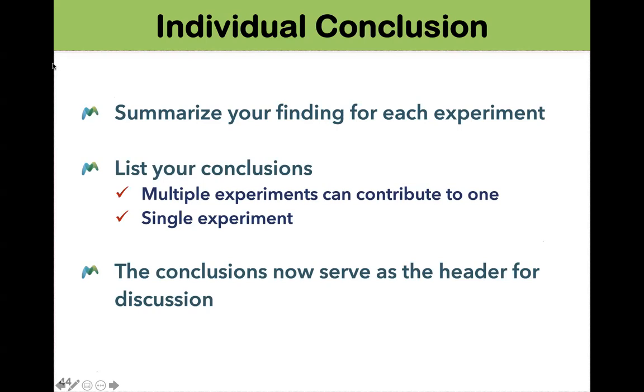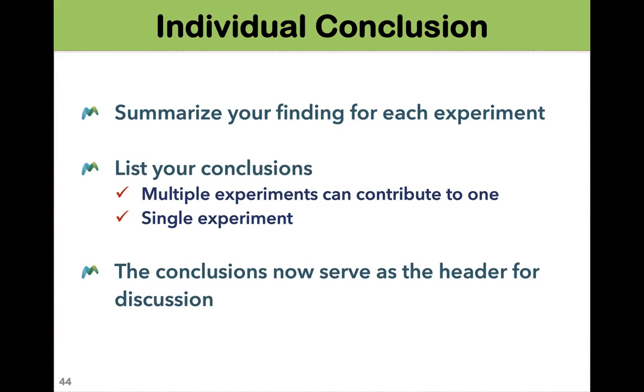After you have your results done and written up and summarized, make a list of all the conclusions you have gotten after those experiments. Sometimes multiple experiments can contribute to one conclusion. You do experiments A, B, C, and you end up with one conclusion. Or sometimes one single experiment leads to one conclusion. When you make these conclusions based on all the experiments, they basically become your subheadings for your discussion.